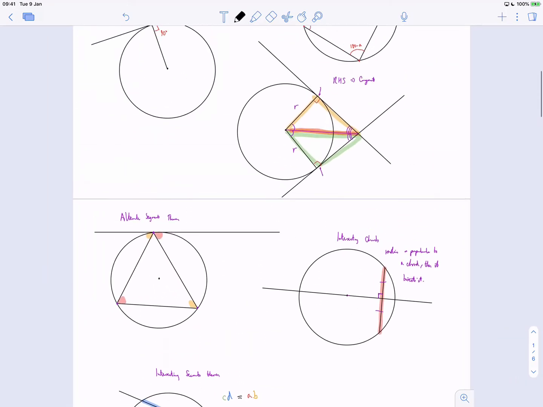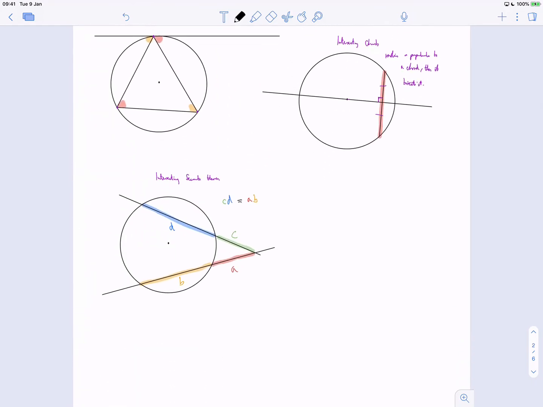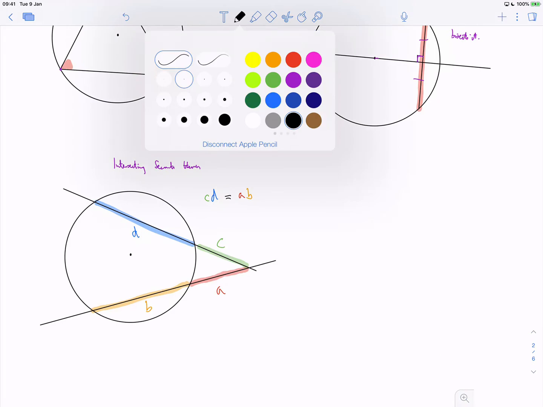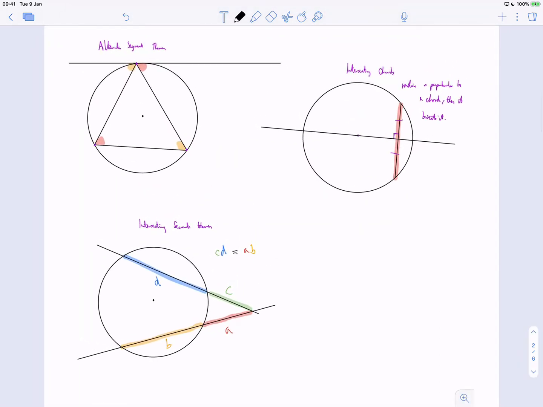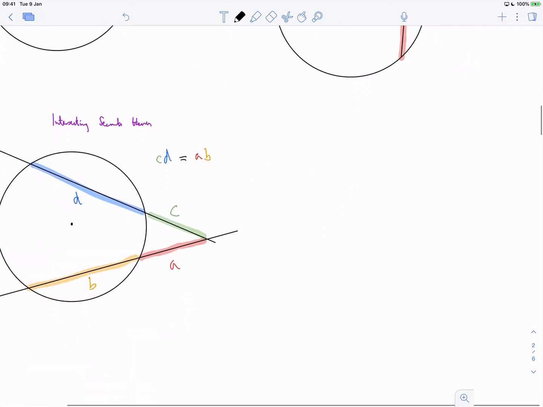So is there anything else? Oh, there's also an offshoot of that. It's called the intersecting chords. Oh no, this is the bisecting chords theorem. The intersecting chords theorem is a little bit different.